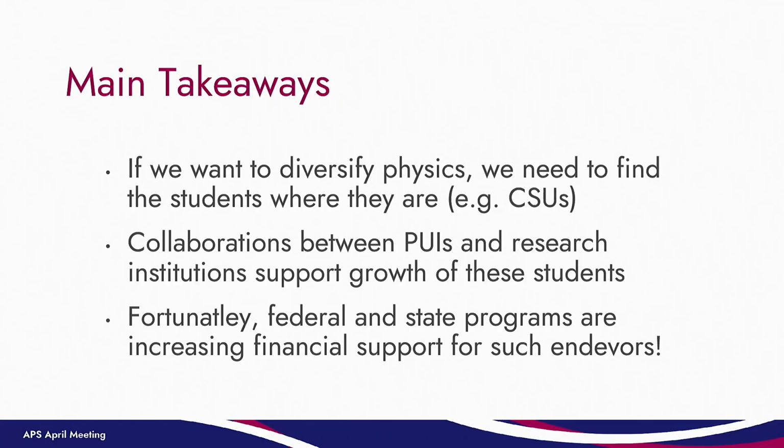So some main takeaways from my talk, and hopefully from all of the talks, is that if we want to diversify physics, we need to find the students where they are. Where are diverse groups of students? Well, the CSUs and many other institutions. Collaborations between emerging research institutions or PUIs are going to support the growth of these students. And it's fortunate that federal and state programs are really increasing their support of these endeavors, so we want to take advantage of that.